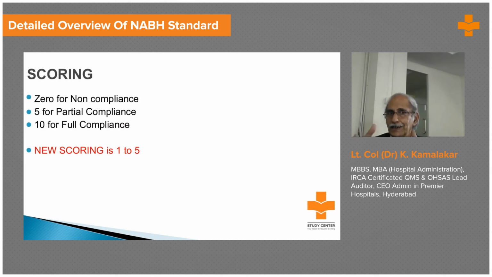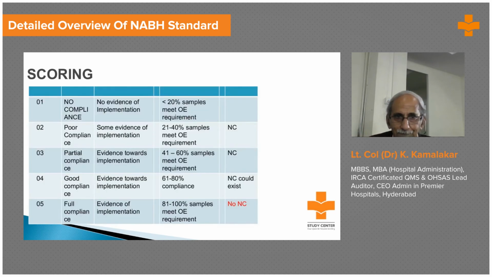Now we come to the differences in scoring. As I told you earlier the scoring was 0, 5 and 10. Now the scoring is 1 to 5. So this is how it is given. If it is a 0, 1 score, they say the first two I am skipping. The last description is, suppose you have gone to the laboratory and you have taken few auditing samples. Out of the 10 auditing samples that you have taken, not even 20% are compliant, less than 20%. Then your score is 1.